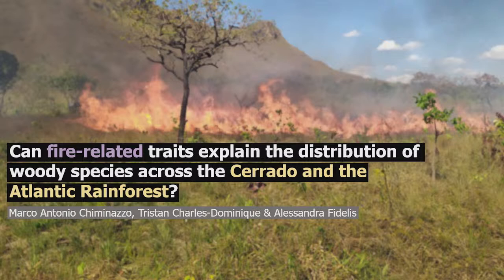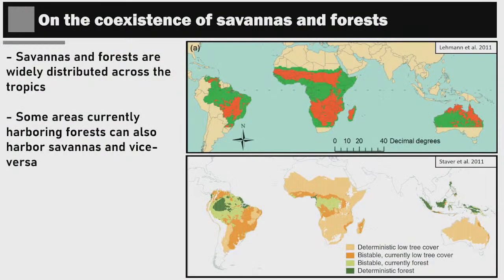Today I'm going to talk about how fire-related traits can help us understand some of the distribution of woody species across the Cerrado and the Atlantic rainforest. There are two hotspots for biodiversity in Brazil. We know that savannas and forests can coexist in the same area, many times occurring under the same climatic variables. Some areas that currently harbor forests can also harbor savannas and vice versa, and this is what seems to happen in some areas of South America.